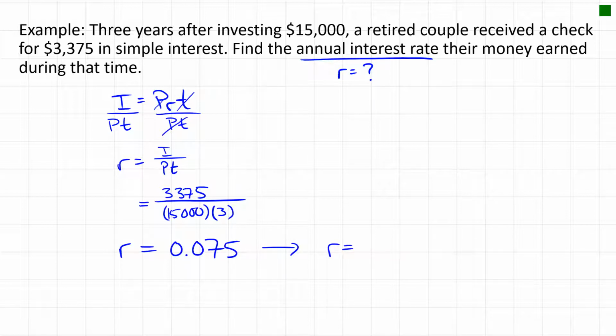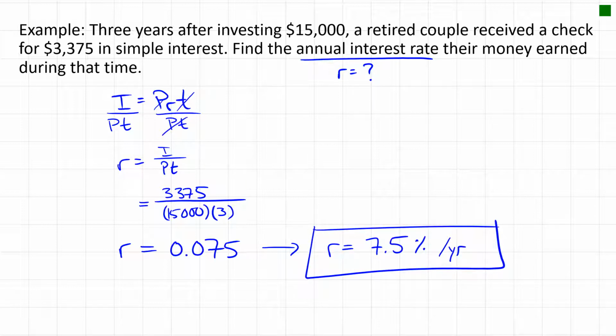And when we answer as a rate, it's better to say the percent as a percent and not a decimal. So we're always kind of flipping back and forth between percents and decimals. And so we could say that this is 7.5%. And if you want, you could say it per year, just to be very clear that that's the annual interest earned.